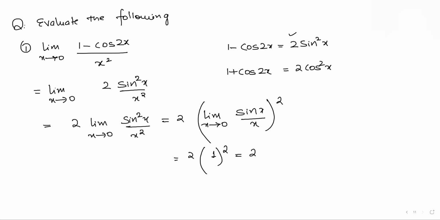Please note down this and confirm, then we will start a new question. Sir, done. Okay, then we will start the second one: limit x tends to 0, (1 minus cos 2x) by x. Please try this question.